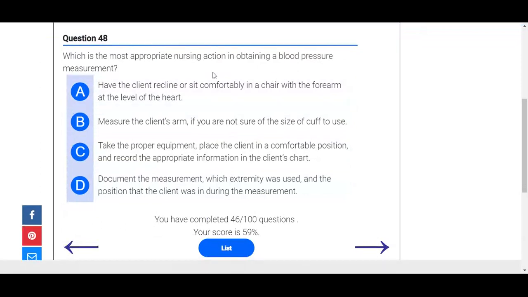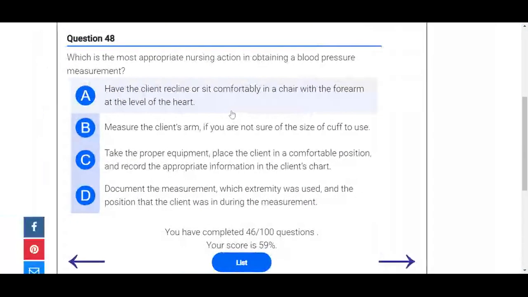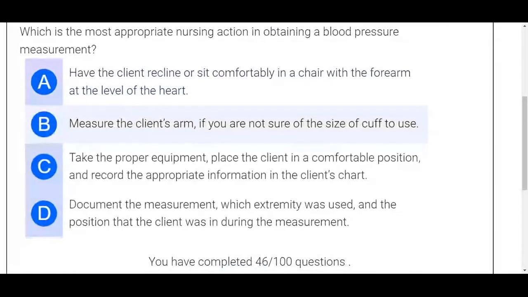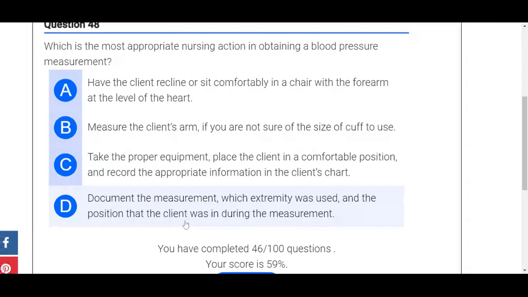Okay, which is the most appropriate nursing action in obtaining a blood pressure measurement? Have the client sit comfortably in a chair with the forearm at the level of the heart. Measure the client's arm if you're not sure of the size of cuff to use. Take the proper equipment, place the client in a comfortable position, record appropriate information in the client's chart. Document the measurements with which extremity was used and the position the client was in.